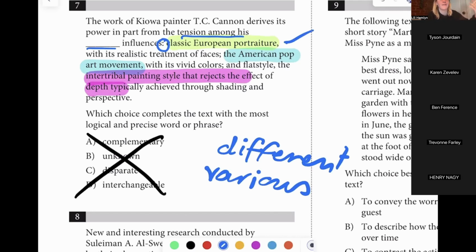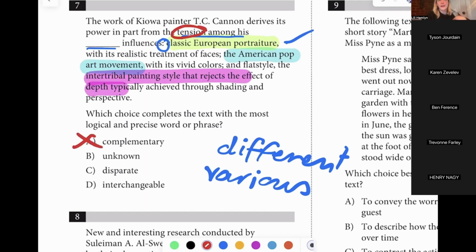They're very varied, right? So if we're looking at the answer choices, I think that "the influences are complementary" doesn't work, because these are very distinct and different art styles, and so we wouldn't necessarily say that they're complementary. We're not really being told that there's tension between them either, so complementary wouldn't make sense in this context.